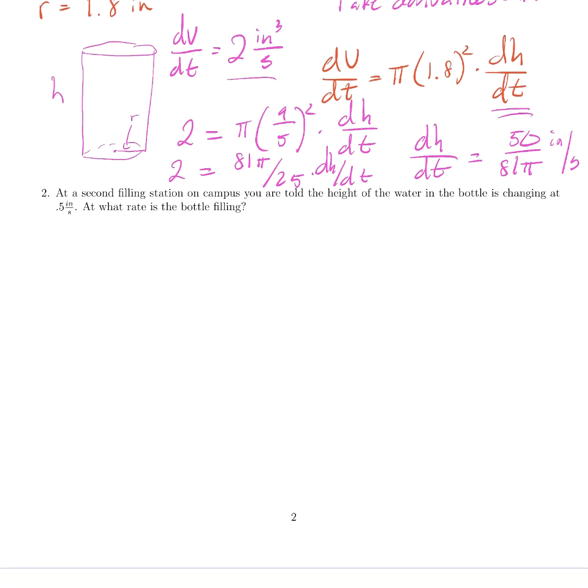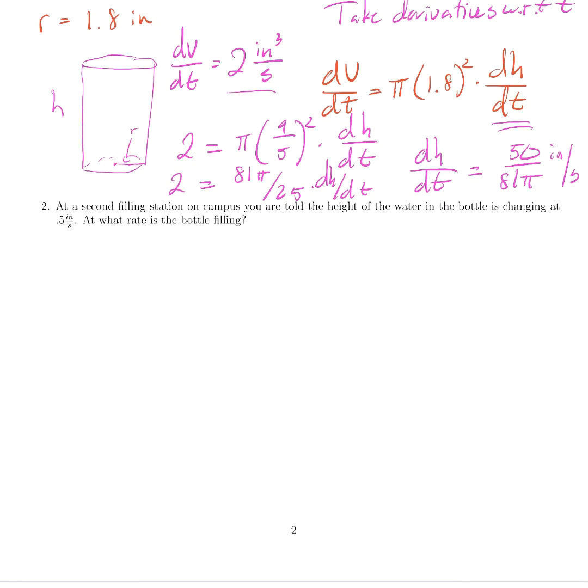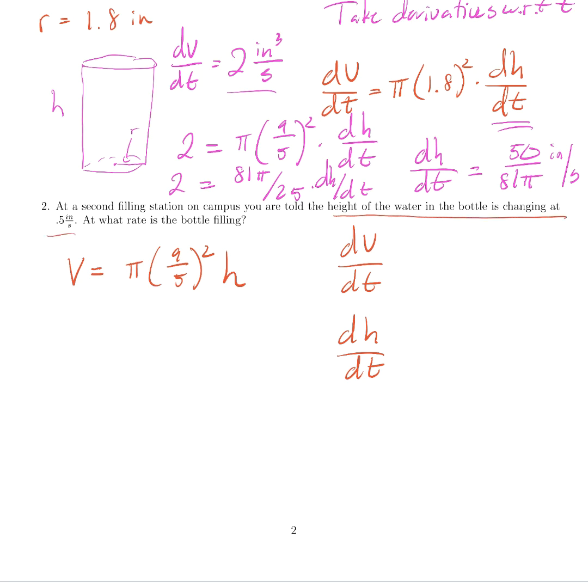Okay, so at a second filling station, you're told the height of the water bottle is changing. At what rate is the bottle filling? Okay, so it's the same scenario. So our volume in this case is pi times, what did we decide it was, 9/5 squared times the height. So the two things that are changing with respect to time are dV/dt and dh/dt. And we've been told the height of the water is changing at 1/2 an inch per second. At what rate is the bottle filling?